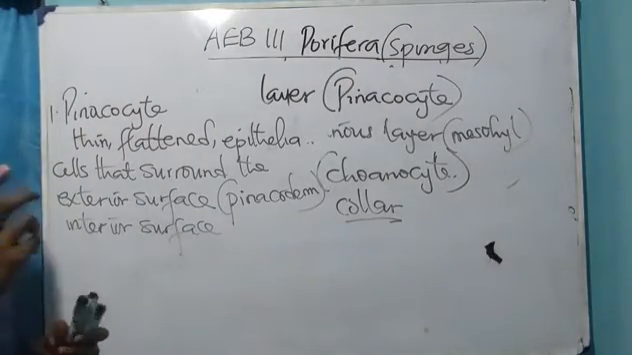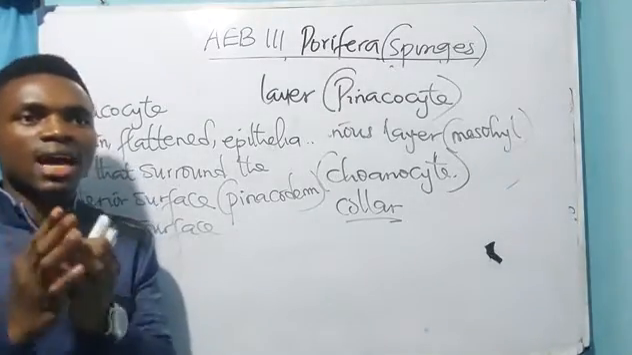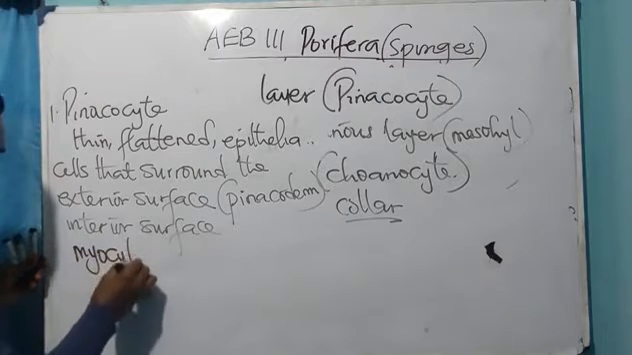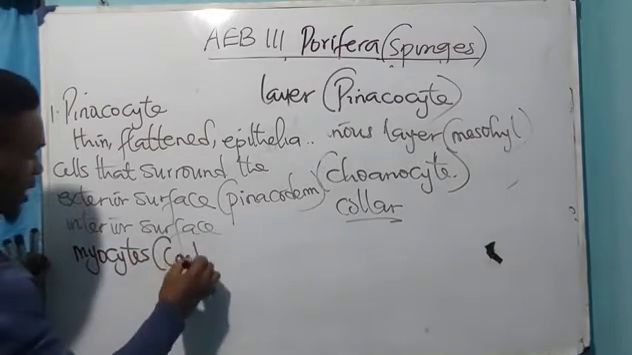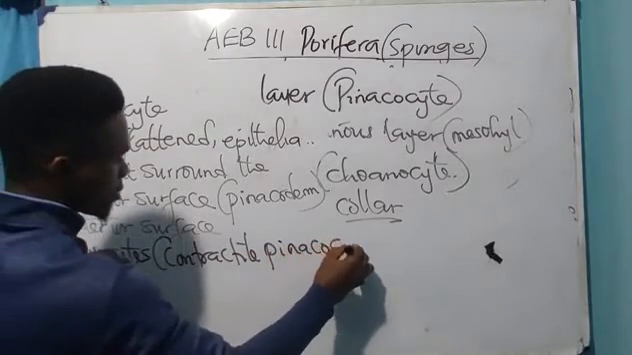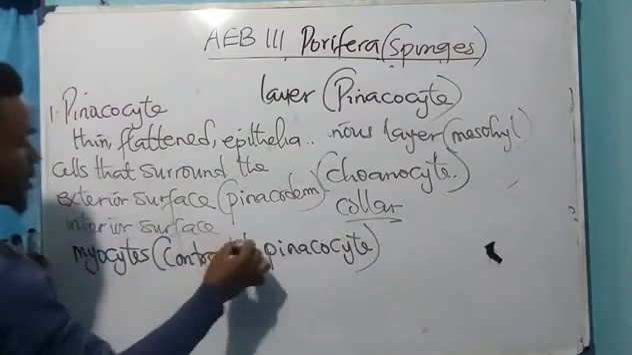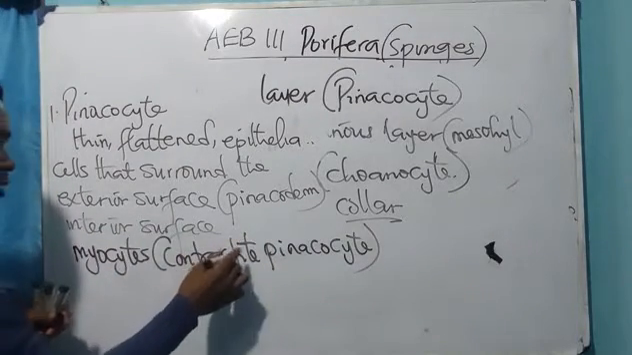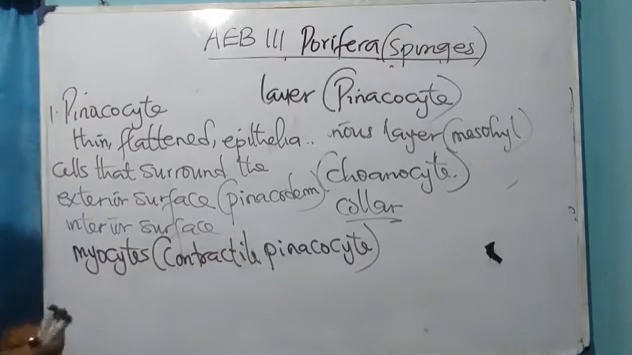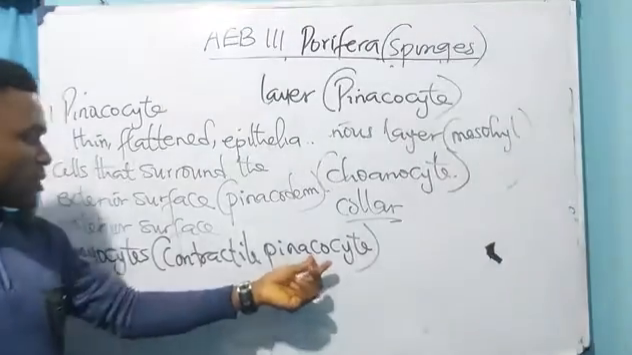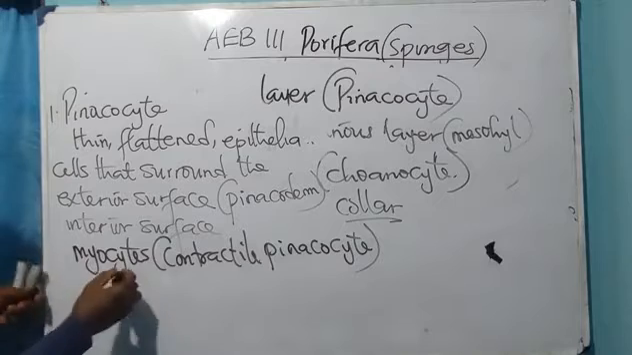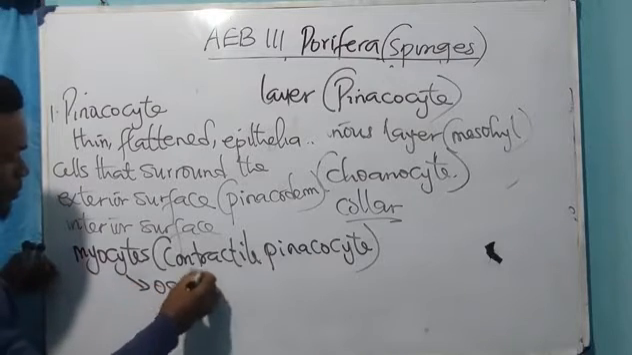Pinacocytes that are contractile are called myocytes. Pinacocytes that are contractile are called the myocytes. The myocytes are arranged around the osculum.